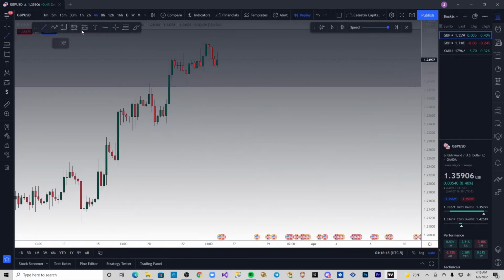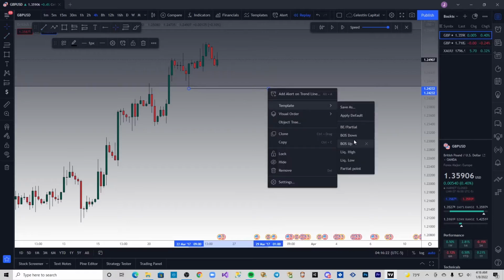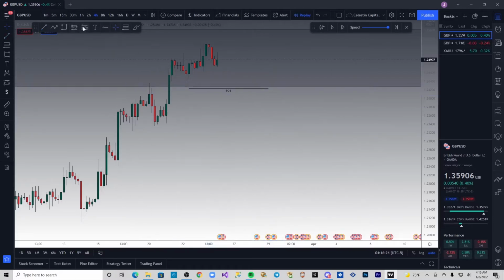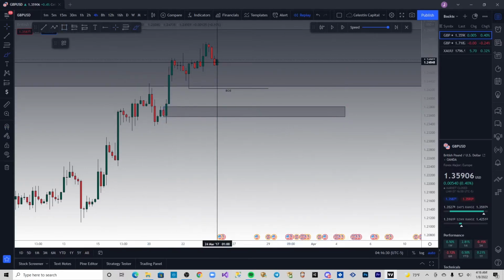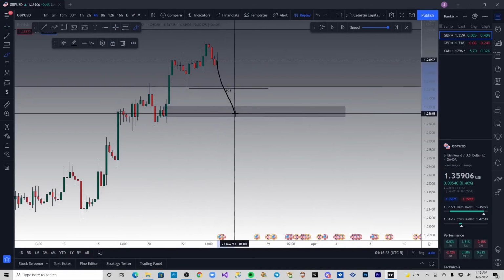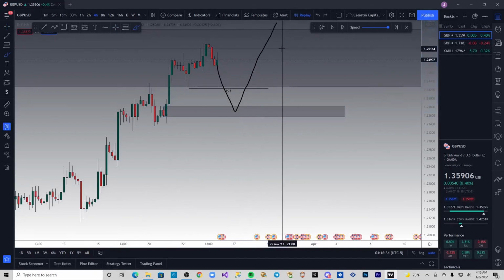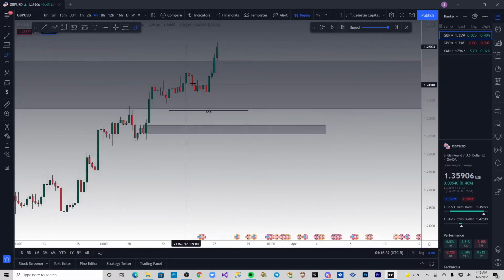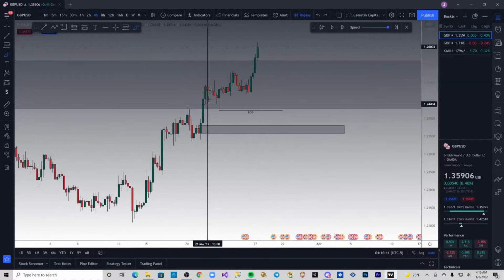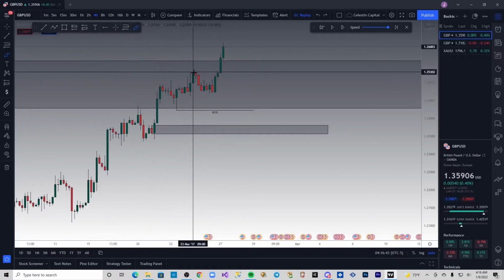So if we break this low right here, we're potentially coming down to mitigate this demand zone, right? Coming down to mitigate this demand zone. And then ultimately, we're looking for something like this. So if we break this low, we're looking for it to come down here and then continue up, right? So let's see. We do not get a break of the low, so we're continuing up. But as you can see, you got some kind of mitigation of this supply zone.